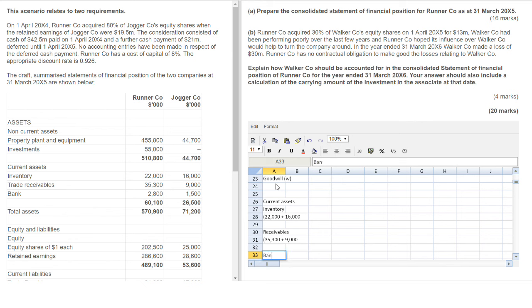And then on the bank, 2,800 plus 1,500. Okay, excellent. And that will then give me my total assets a bit later on.